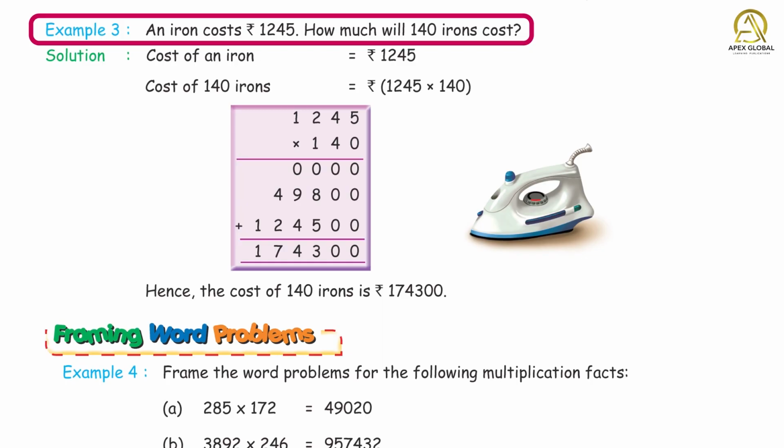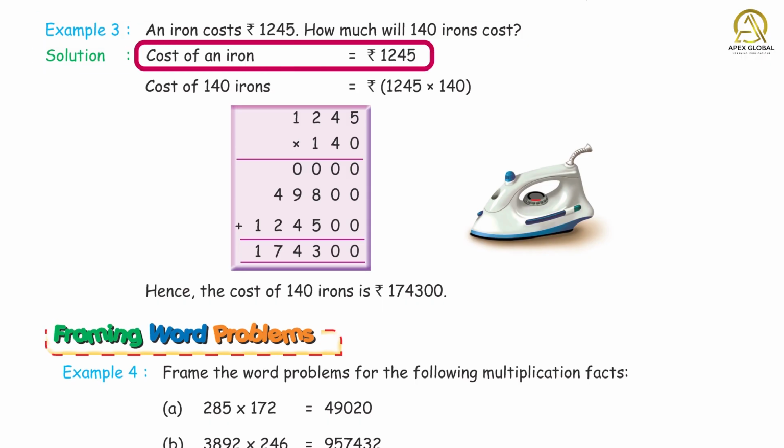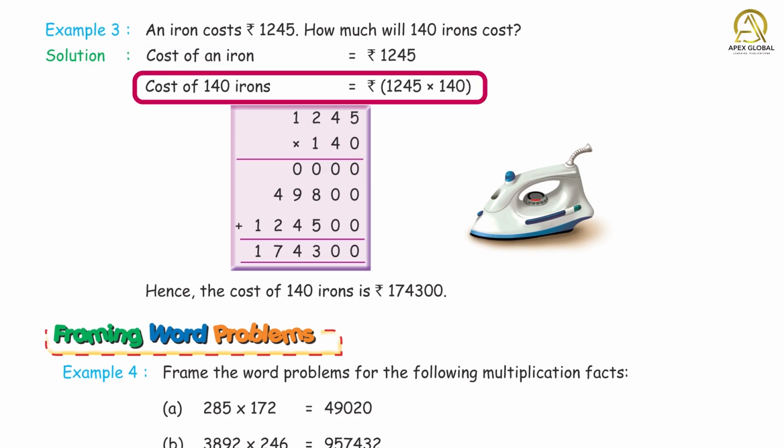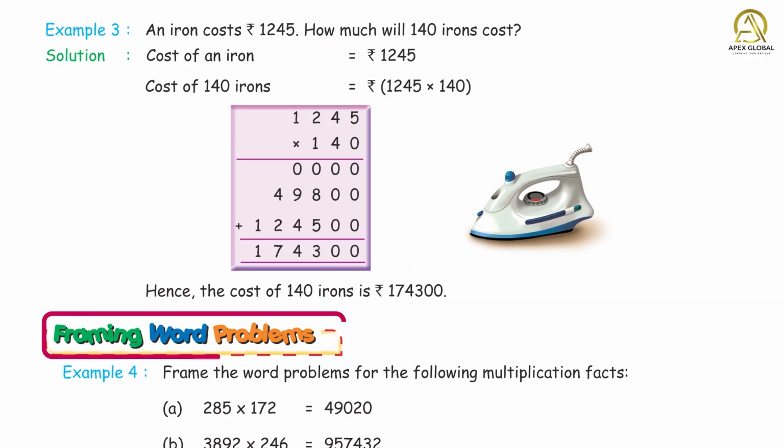Example 3. An iron costs rupees 1,245. How much will 140 irons cost? Solution. Cost of an iron rupees 1,245. Cost of 140 irons is equal to rupees 1,245 into 140. Hence the cost of 140 irons is 1,74,300. Framing word problems.